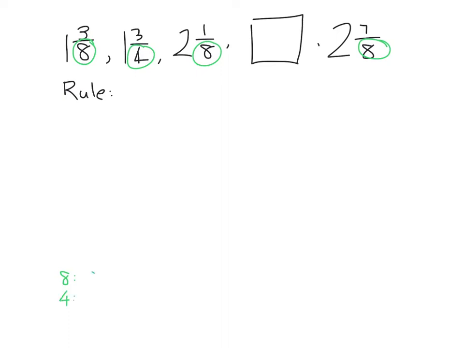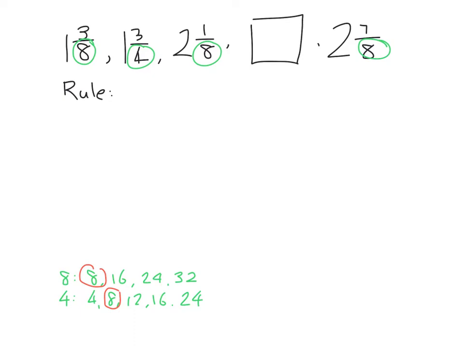Let's count by 8. 8, 16, 24, 32. You can use your multiplication chart if you need to. For 4s, we have 4, 8, 12, 16, 24. The smallest one that they have in common would definitely be 8. They do have 16 in common and they do have 24 in common, but 8 is the smallest one.